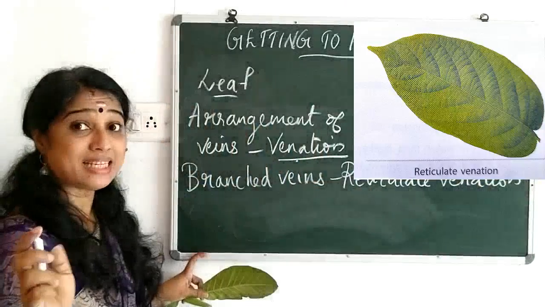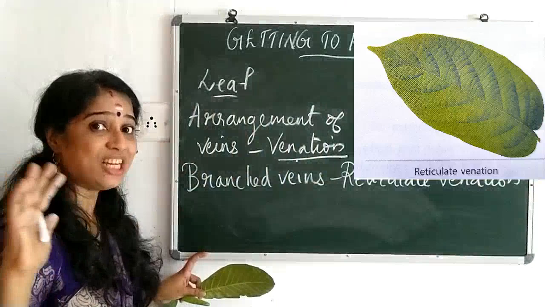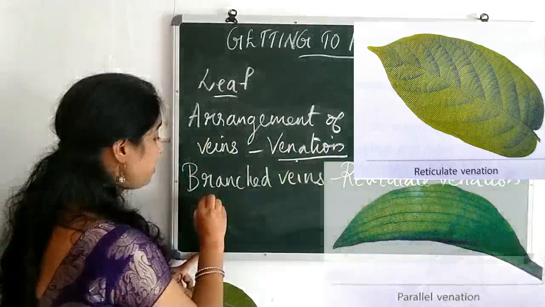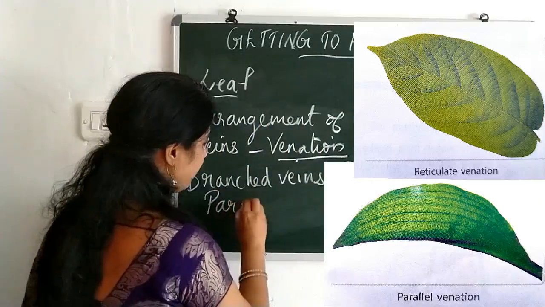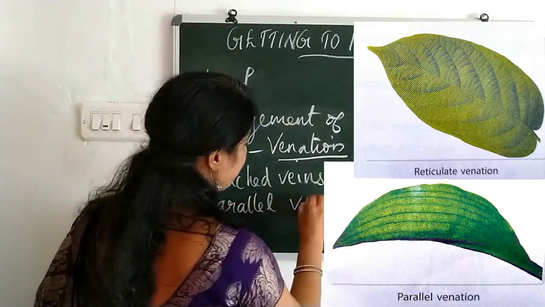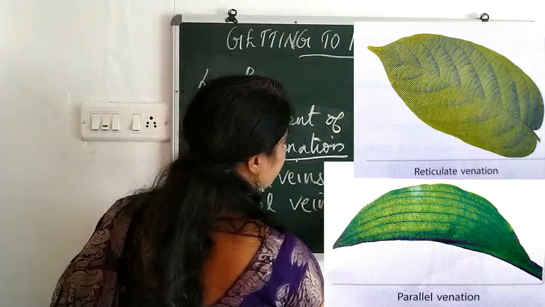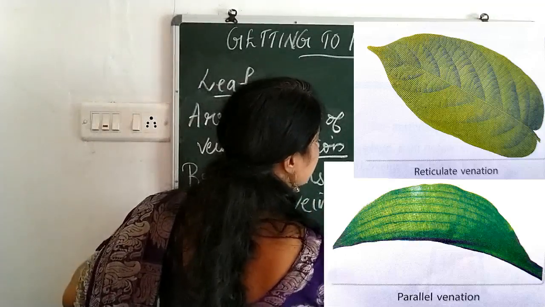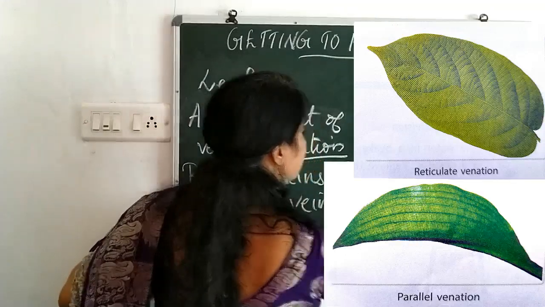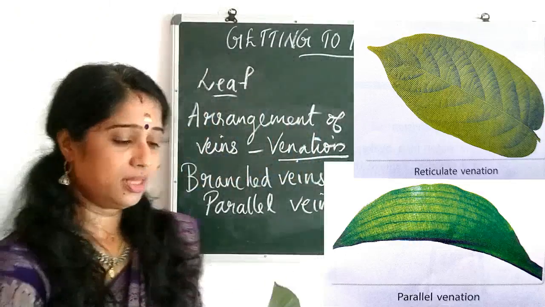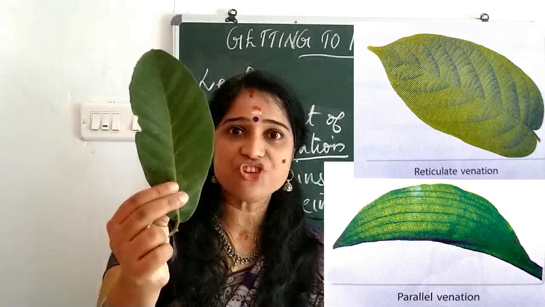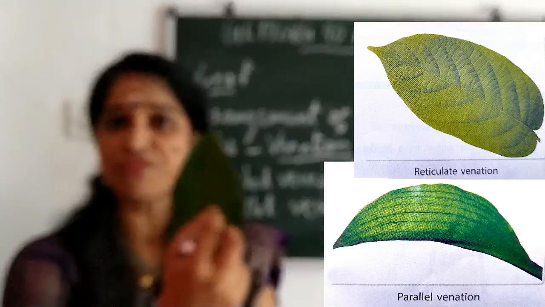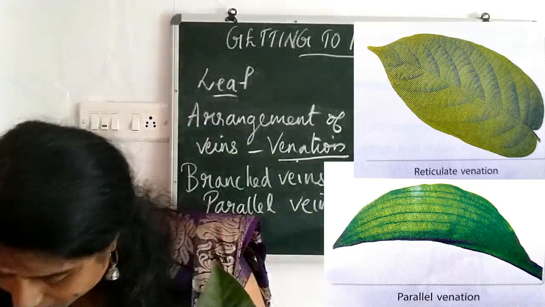If the veins are arranged in the form of branches, it is known as what? Reticulate venation. If the veins are in the form of parallel veins, if you could see parallel veins, it is known as what? Parallel venation. This is the reticulate venation. Why is it reticulate venation? Because the veins are arranged in the form of what? Branched.